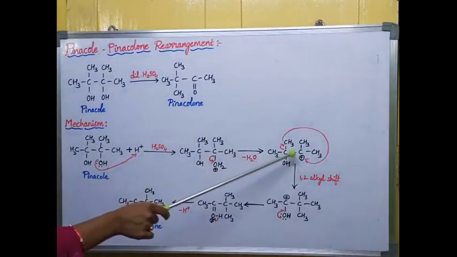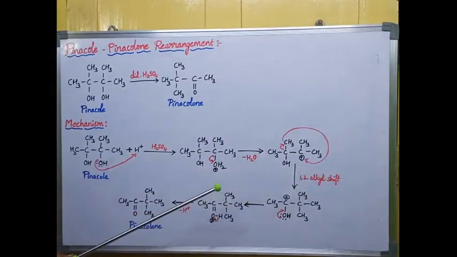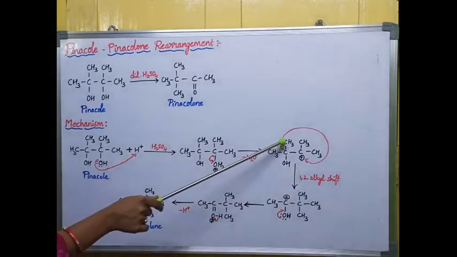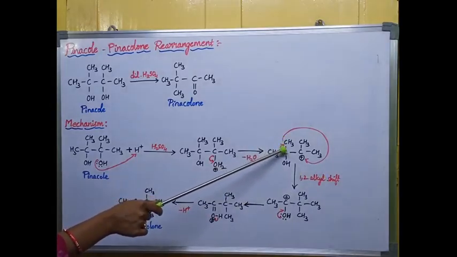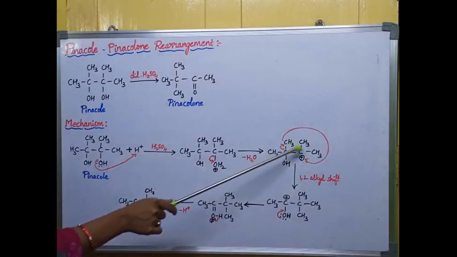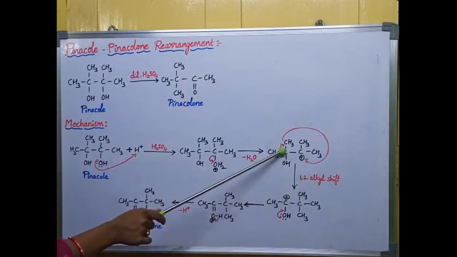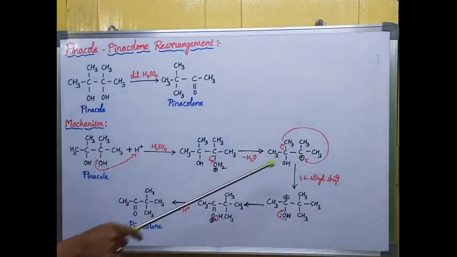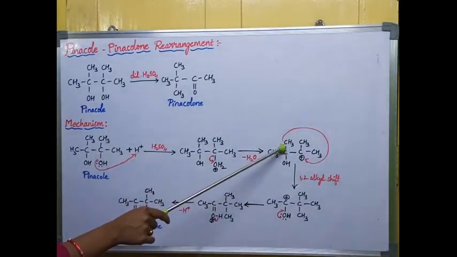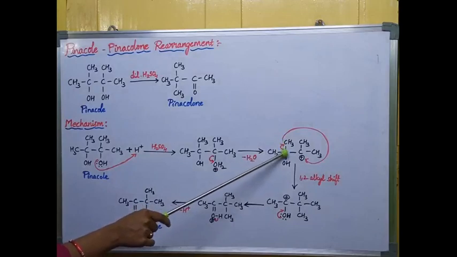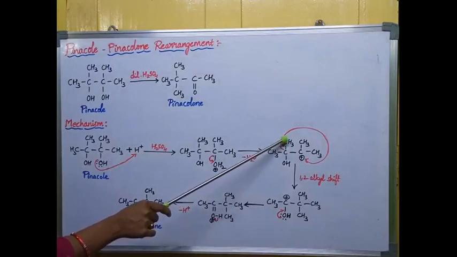Okay, in the next step I will do a 1,2-alkyl shift. That means I am shifting this alkyl group from this carbon to the second carbon. So in the 1,2-alkyl shift, from the first carbon to the second carbon, the alkyl group is shifting. Okay, so I'm breaking this bond of the second carbon and the alkyl group. Then this carbon gets positive charge, this carbon gets negative charge.